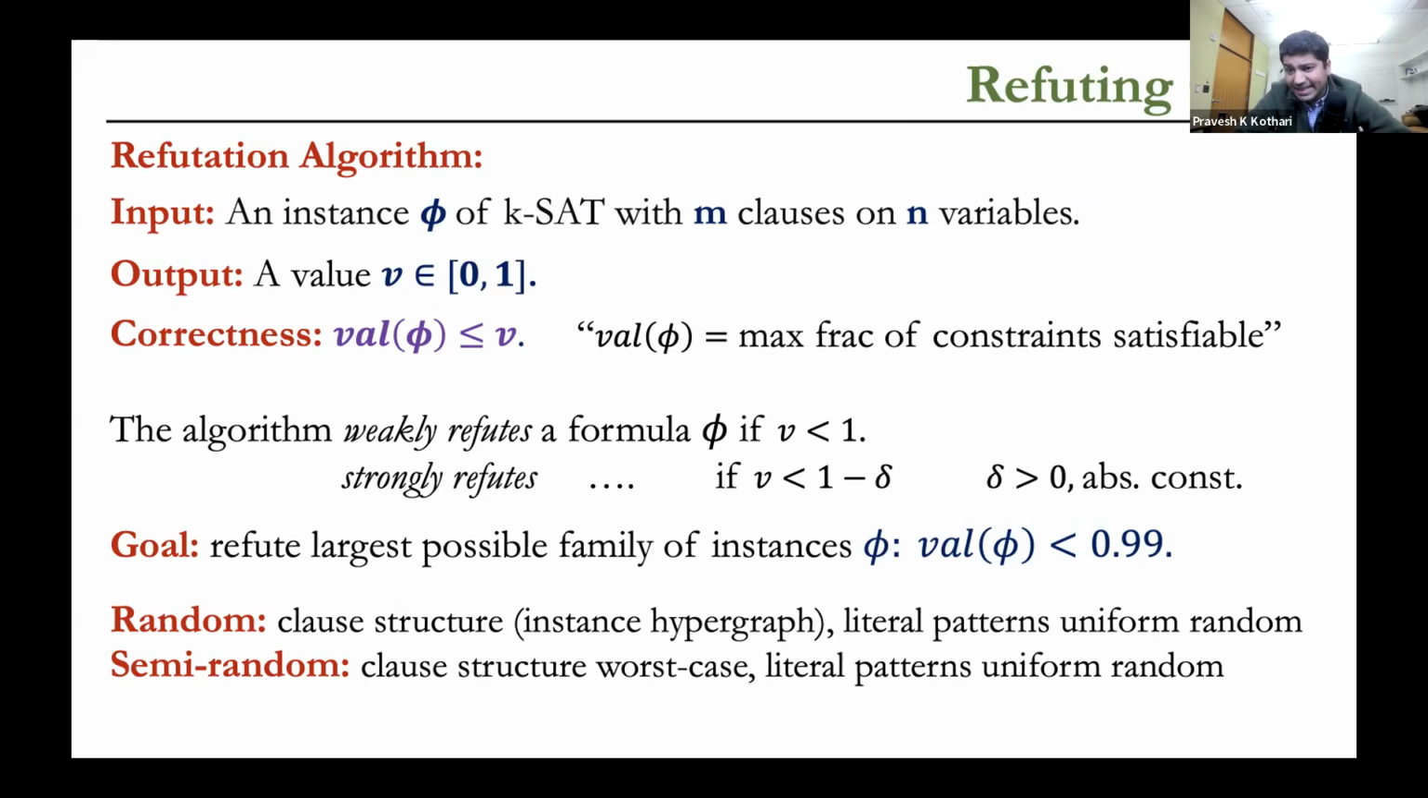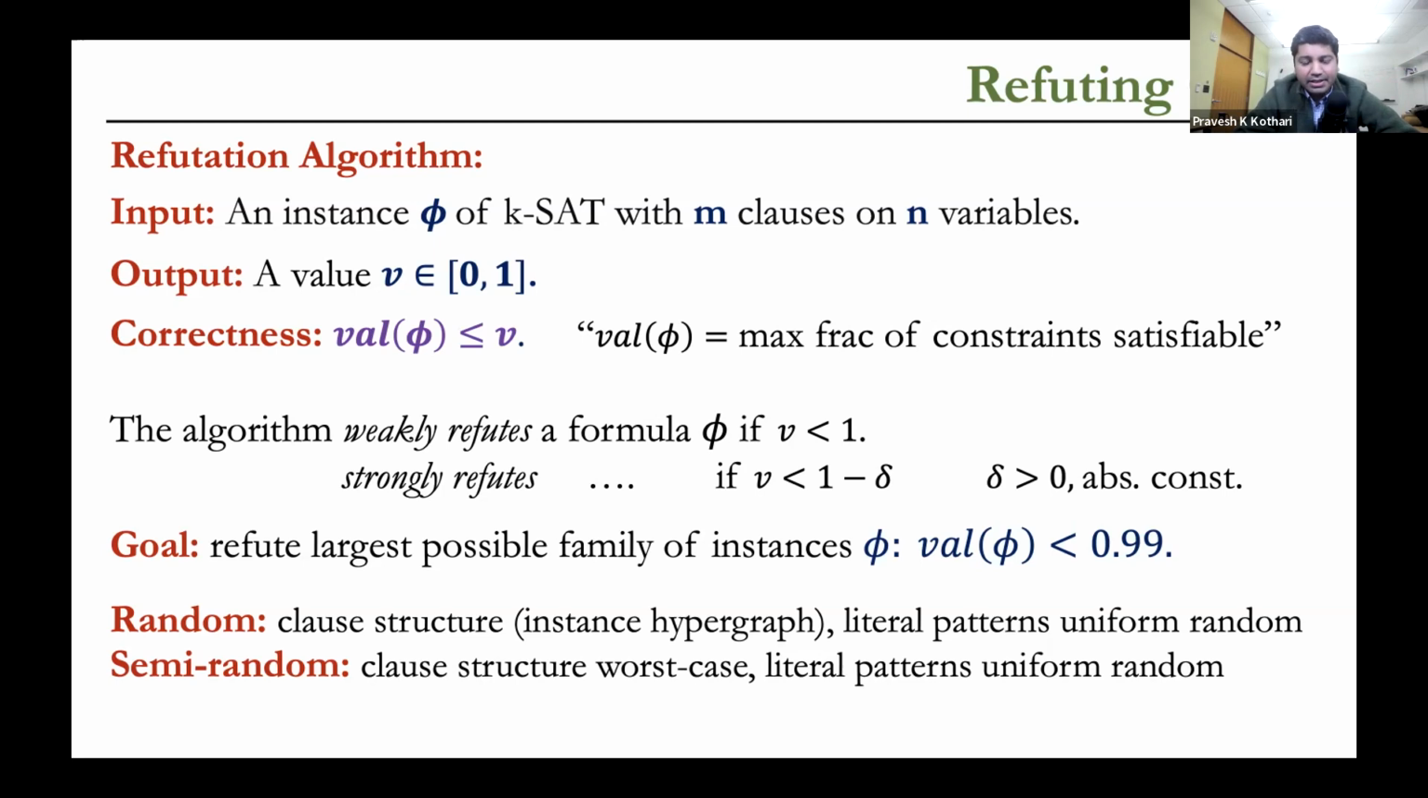I'm also going to look at the semi-random setting, where the clause structure is worst case. So the k-tuples that appear in the formula are completely arbitrary, but the literal patterns are still uniformly at random. Strictly speaking, whatever I say also applies to an even more general version of semi-random formulas called smooth formulas. But in the interest of simplicity, I'll just restrict it to these 2 models today.